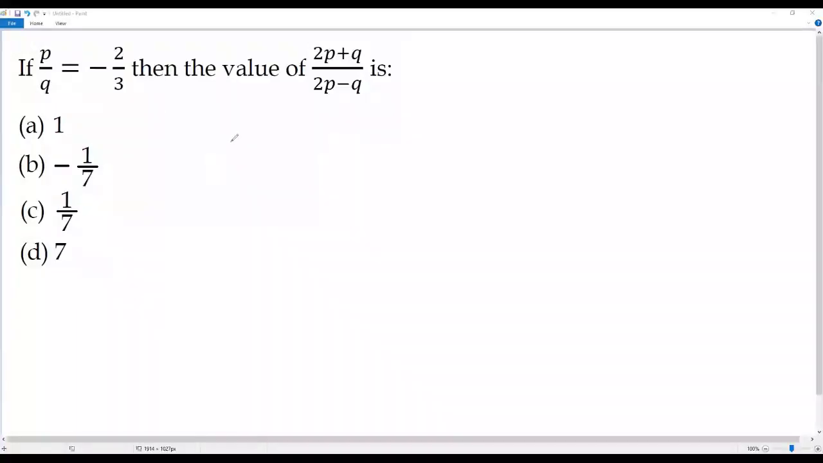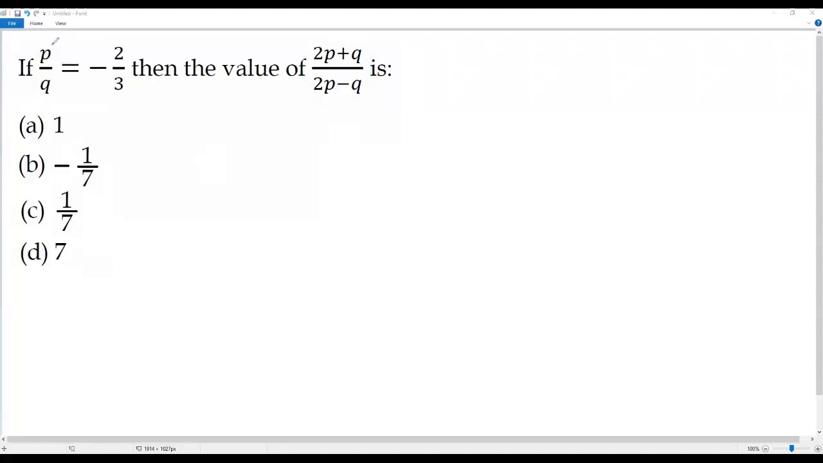Here we have a SAT math question. If P over Q is equal to negative 2 over 3, then the value of (2P + Q) over (2P − Q) is. So we have the value of P over Q, that is negative 2 over 3. So using this value, we have to evaluate this expression (2P + Q) over (2P − Q).